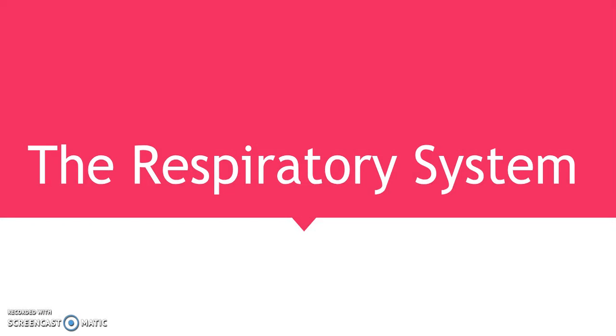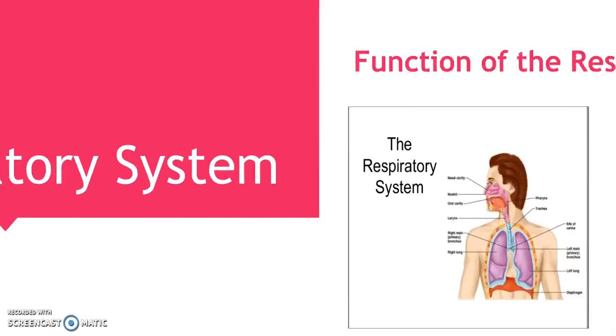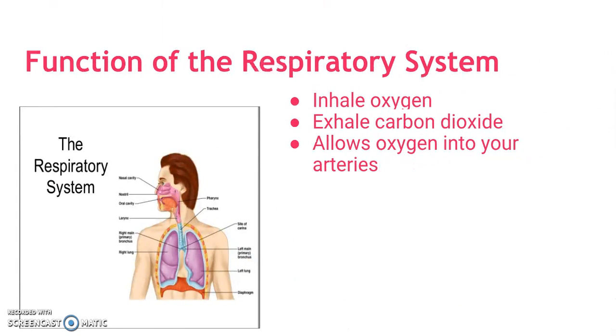Let's move on to the respiratory system. So find the respiratory system row in your notes. All right, what's the function? 3 functions here. To inhale oxygen, to exhale carbon dioxide, and then allows oxygen into your arteries, gets it into your blood. You may have to pause to write this down.